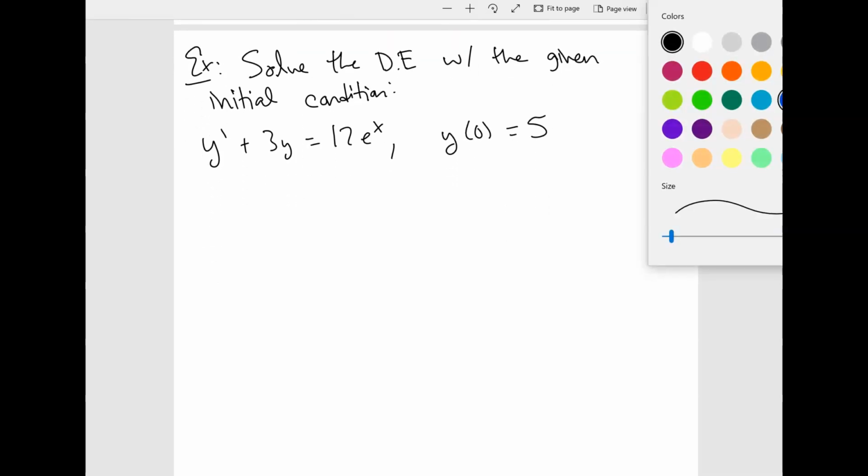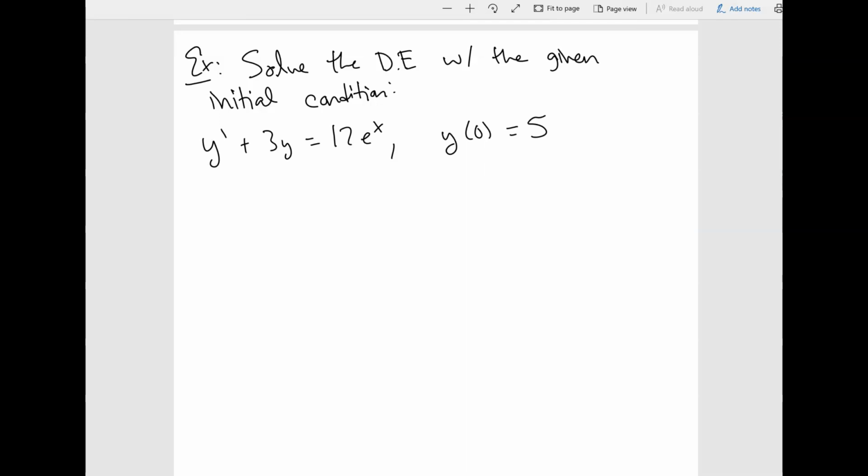So now the first thing that we want to do is find the integrating factor, because it's already in the form that we want it in. So the integrating factor I of x is going to be e to the integral of p of x dx. So p of x is just going to be this 3. So we're just going to have e to the 3x. This is going to be my integrating factor.